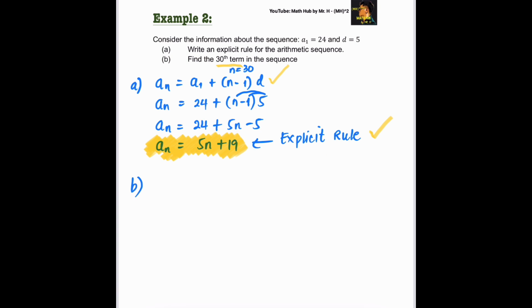We just need to plug in the value of n, which is 30, and we'll find the 30th term of the sequence. So we use the explicit rule, so it will be a sub 30, 5 times 30 plus 19. Simplify the right hand side. So a sub 30 is equal to 5 times 30 is 150 plus 19 is 169. That's the answer.